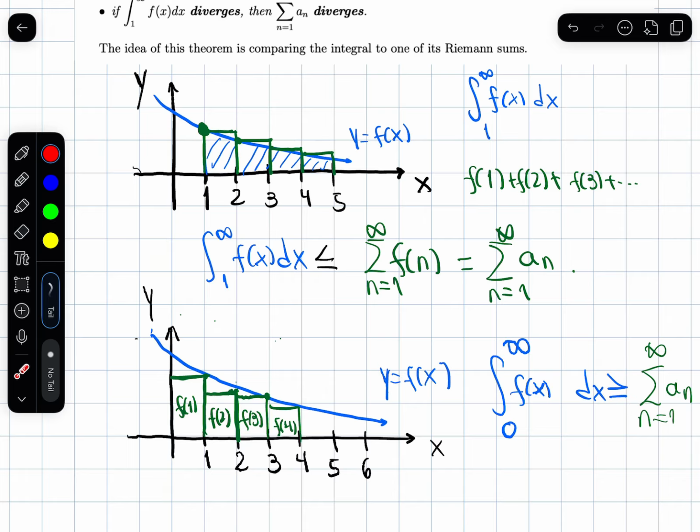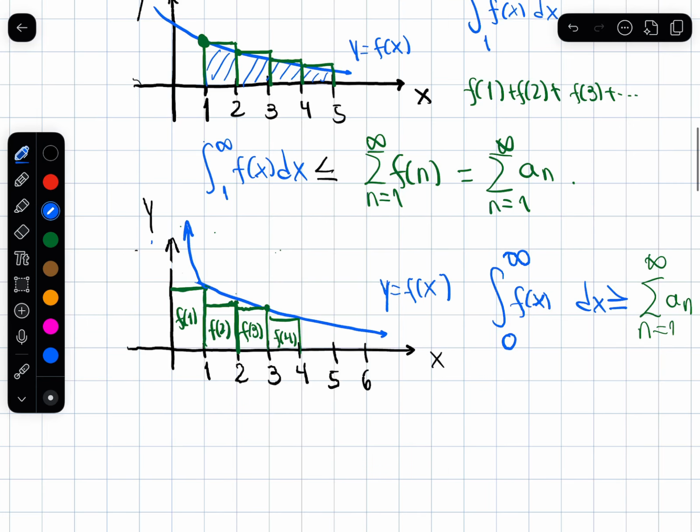This is the idea of the integral test. There are some issues that you can have. For example, maybe your function isn't as simple as this. Maybe it goes all the way up, like 1 over x. But that doesn't matter, because if that's the problem, then we can skip a beat and just compare these two.